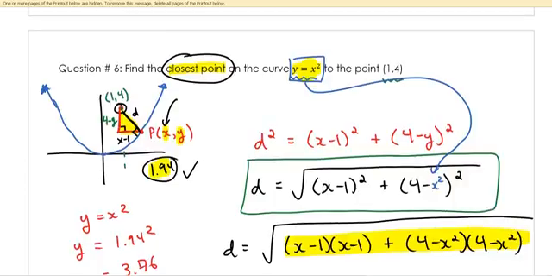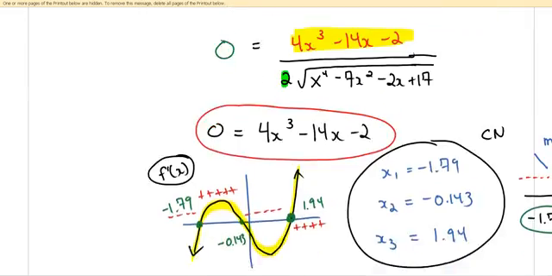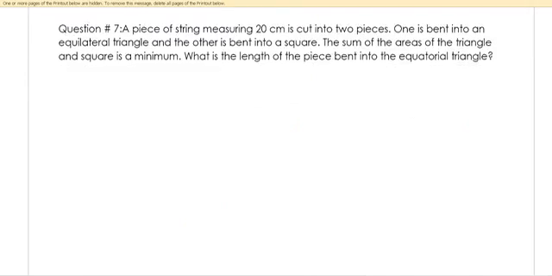Okay, so I kind of rushed question number 6, but I hope this question is a good review for most of you, because I did do a similar question like this in the class notes. Okay, let's move on to the next max-min problem. Question number 7.